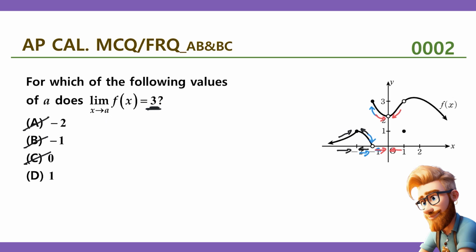If x approaches 1 from the left hand side, that approaches 3. From the right hand side, that also approaches 3, right? So the limit as x approaches 1 of f of x is equal to 3. So the answer has to be D.